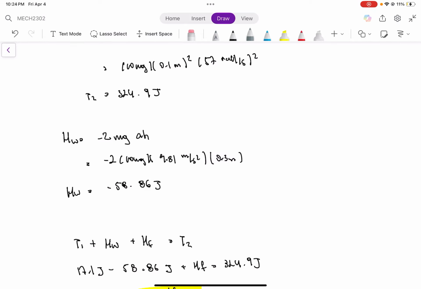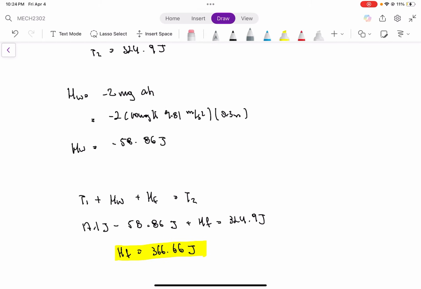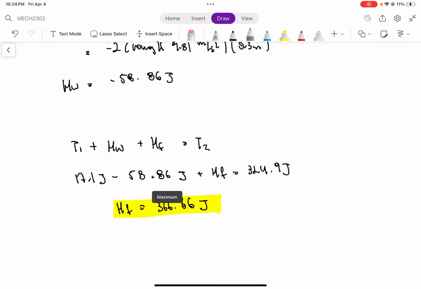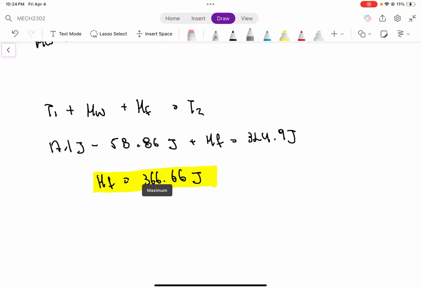The work from potential energy is negative 58.86 joules. Now we combine all of them, plugging in all the values, and we get that the final answer is 366.66 joules.